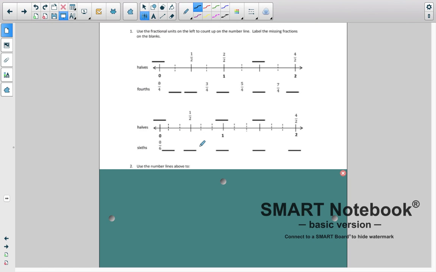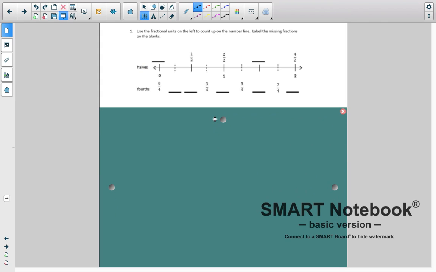It says use the fractional units on the left to count up on the number line. Label the missing fractions. So again, we're going to be labeling our missing fractions. So let's look at the first number line. I'm going to hide that one. Let's look at the first one. So we have halves and fourths. So let's do the halves first.